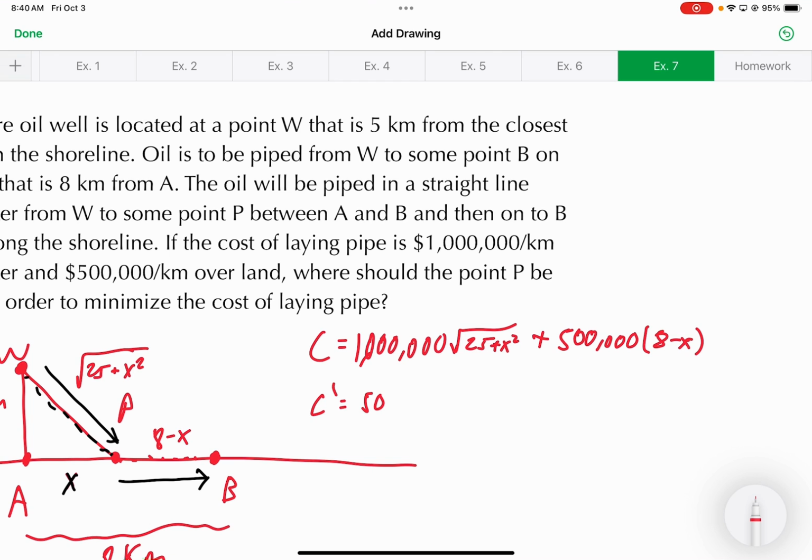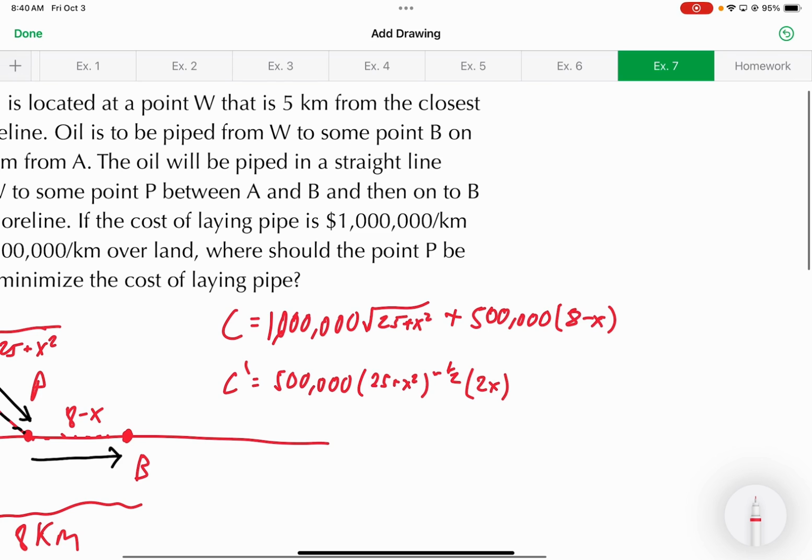So that would be 500,000 times 25 plus x squared, why do I want to keep making minus happen, to the negative 1/2. And then multiplied by the derivative, 2x. Sorry, I took the 1/2 times a million right from the get-go, which I feel like is dumb because now I'm multiplying it by 2x, right? So I should have just canceled the 1/2 and the 2. Just got a little ambitious.